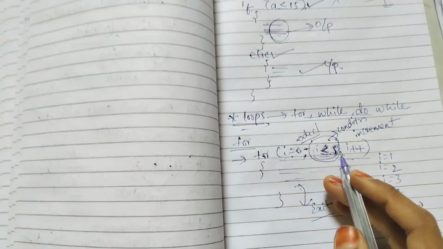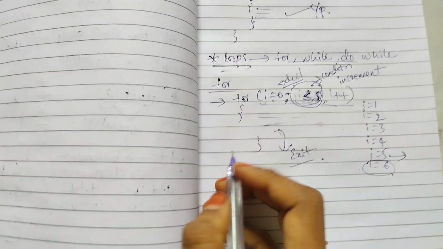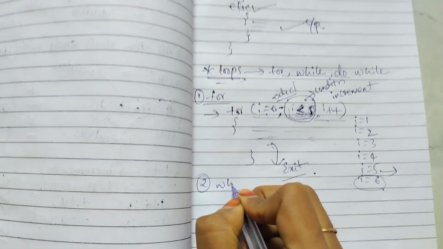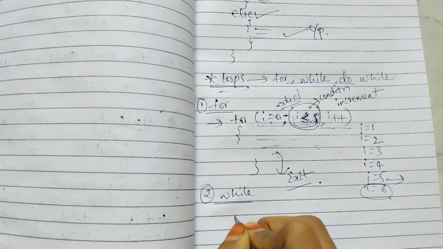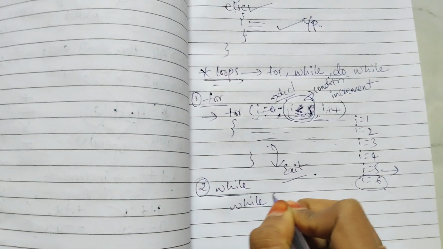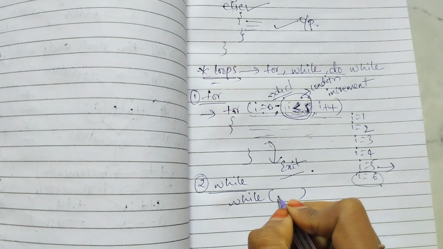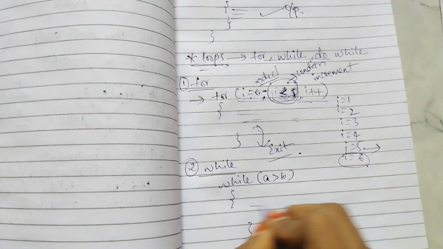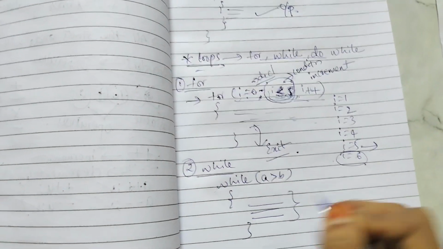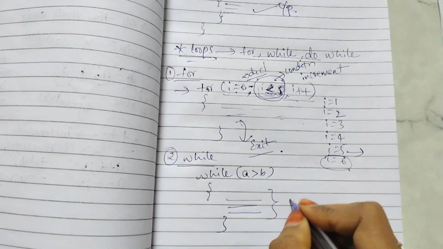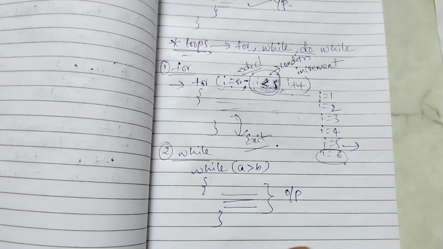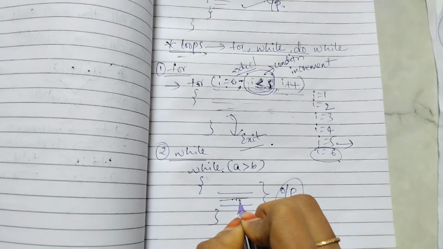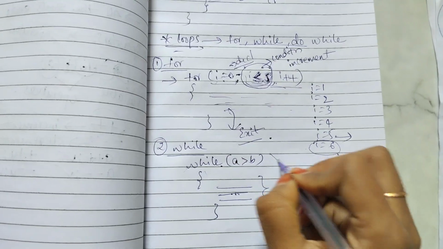And the second one is the while loop, which is very simple. While will have a condition, that is, a is greater than b. If the condition is satisfied, then only it will execute the statements inside the while loop and print the output. Only if it is true will it execute. If it is not true, then it will not execute.